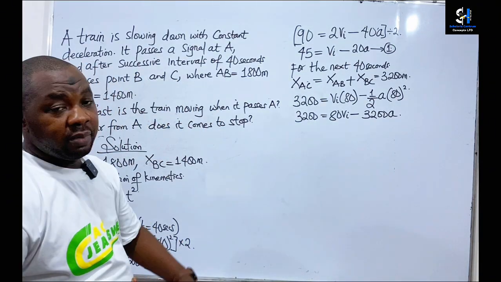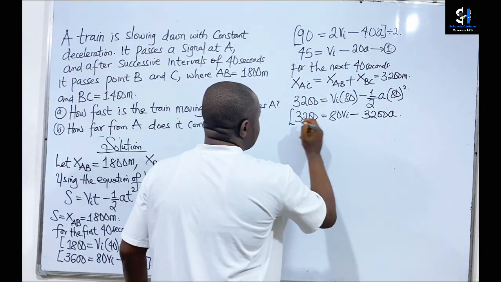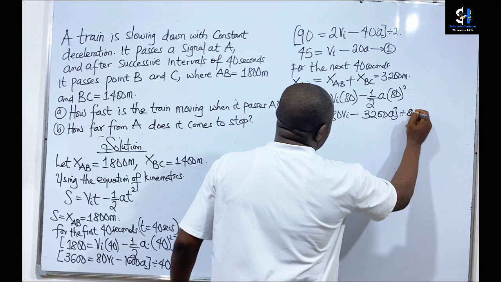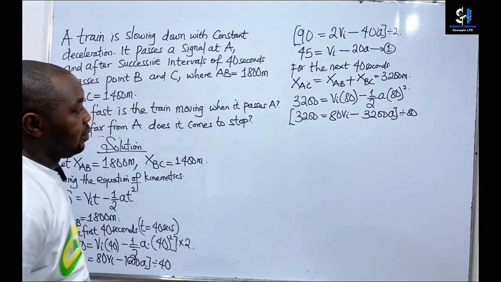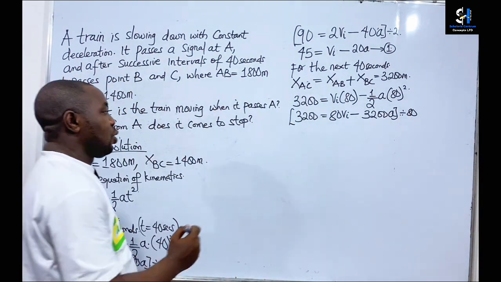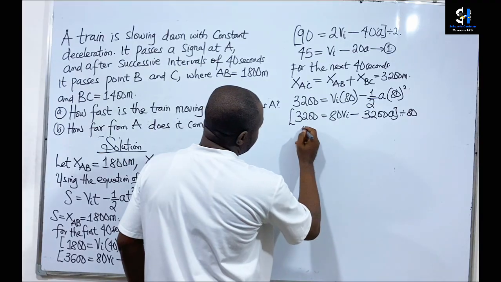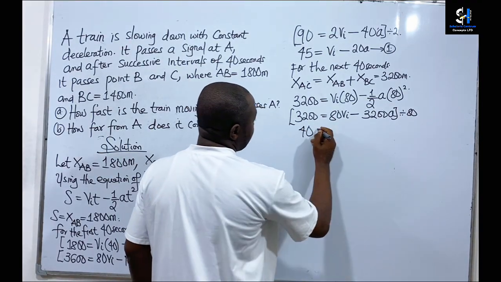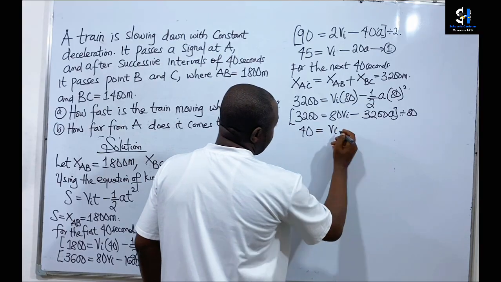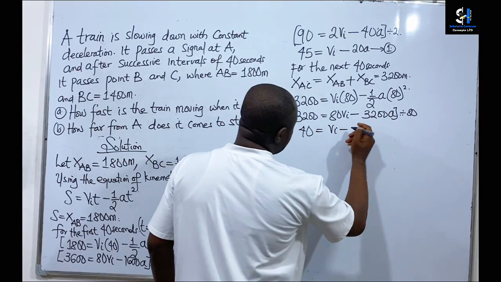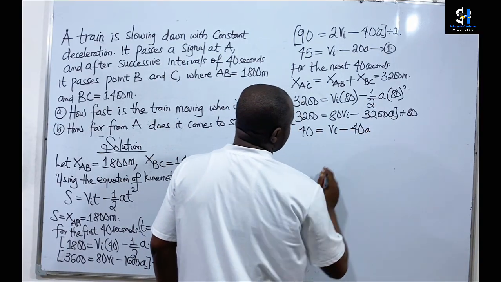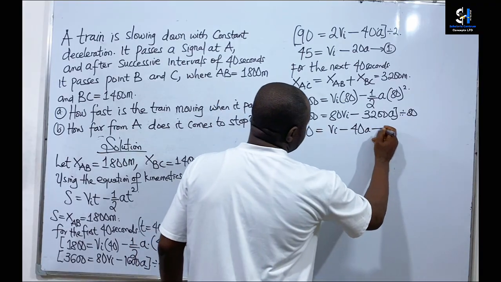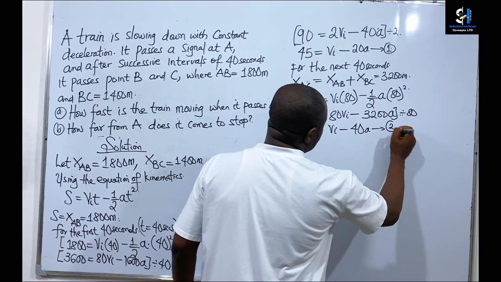We can also reduce this. Let me divide this equation by 80. Dividing by 80, I get 40 equals VI, which is the initial velocity, minus 40A. So this becomes equation 2.